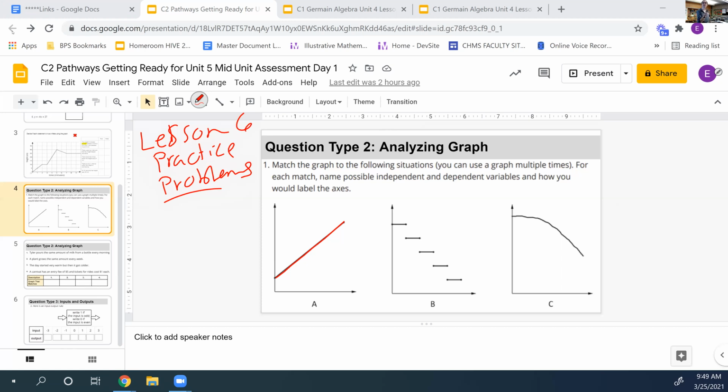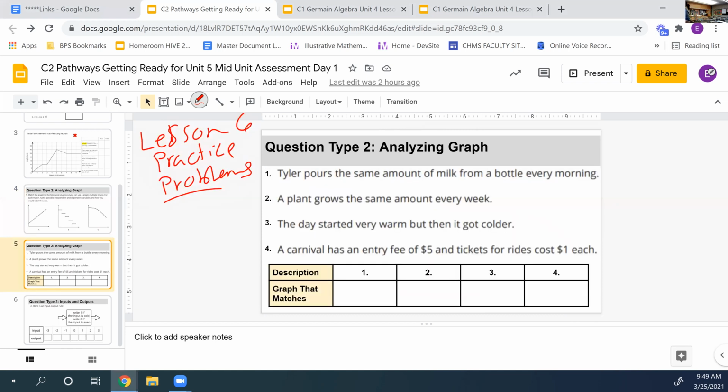Very good. Nice change there. We're pouring milk into the bowl, but we're talking about what's left in the jug. Oh, B. So it's going to be B. Very good, because we're taking the same amount out every single day. And it's decreasing, it's going down. So B would be the best one for description 1.